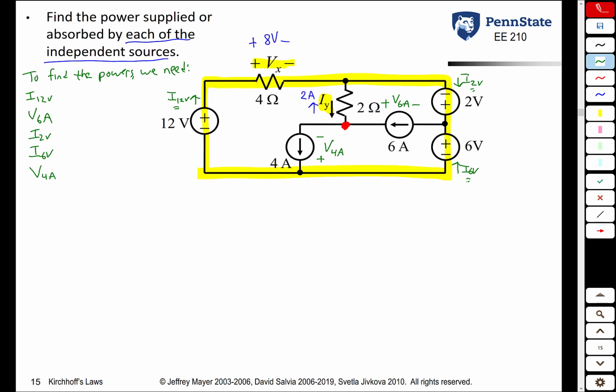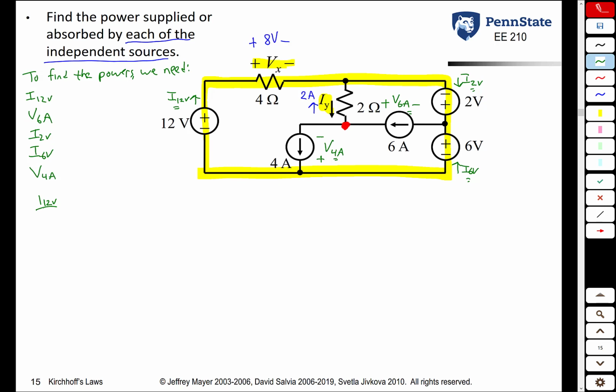For every current source, we need to find a voltage. So the next step now is to use KVL, KCL, and Ohm's law to see if we can find these variables. So let's try to find I sub 12 volts first.